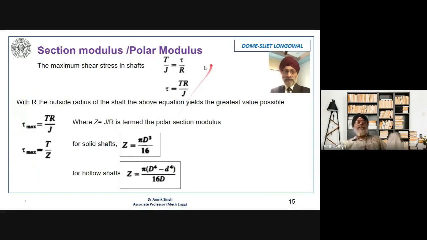The maximum shear stress in the shaft we can also calculate by using the other part of the equation, that is T by J is equal to tau by R. So shear stress is equal to T into R upon J. If you put R is equal to D by 2 and put the value of J accordingly, you will get it. So with R the outside radius of the shaft, tau max will be equal to T into R upon J, or tau max is equal to T by Z, where Z is the polar section modulus. So this we will discuss in the next slide.